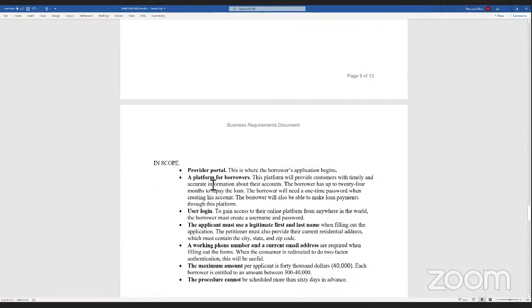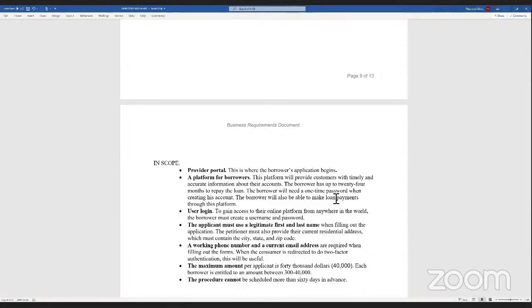So the end scope, we're going to have a provider portal. This is where the borrower's application begins. Platform for the borrower. This is where the customer or the borrower would have access to their information, their accounts, to know how to make payments. It's just going to give them an overview of every single payment they've made, their balance, and whatnot. And I said the borrower will need a one-time password when creating his account. The borrower will also be able to make loan payments through this platform.